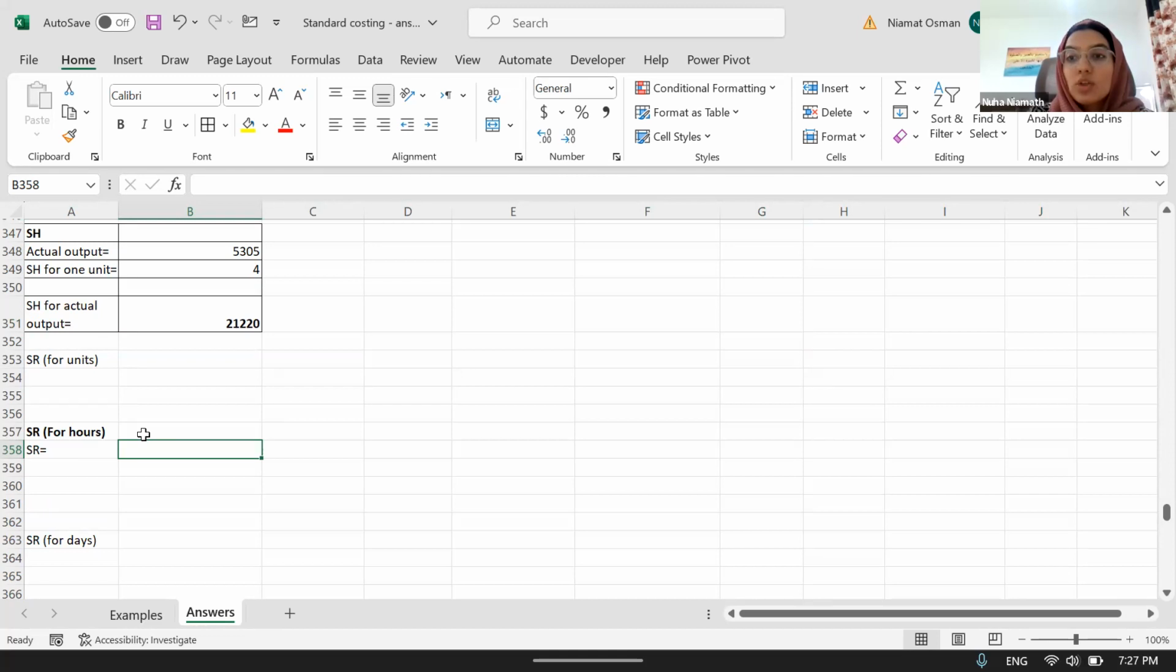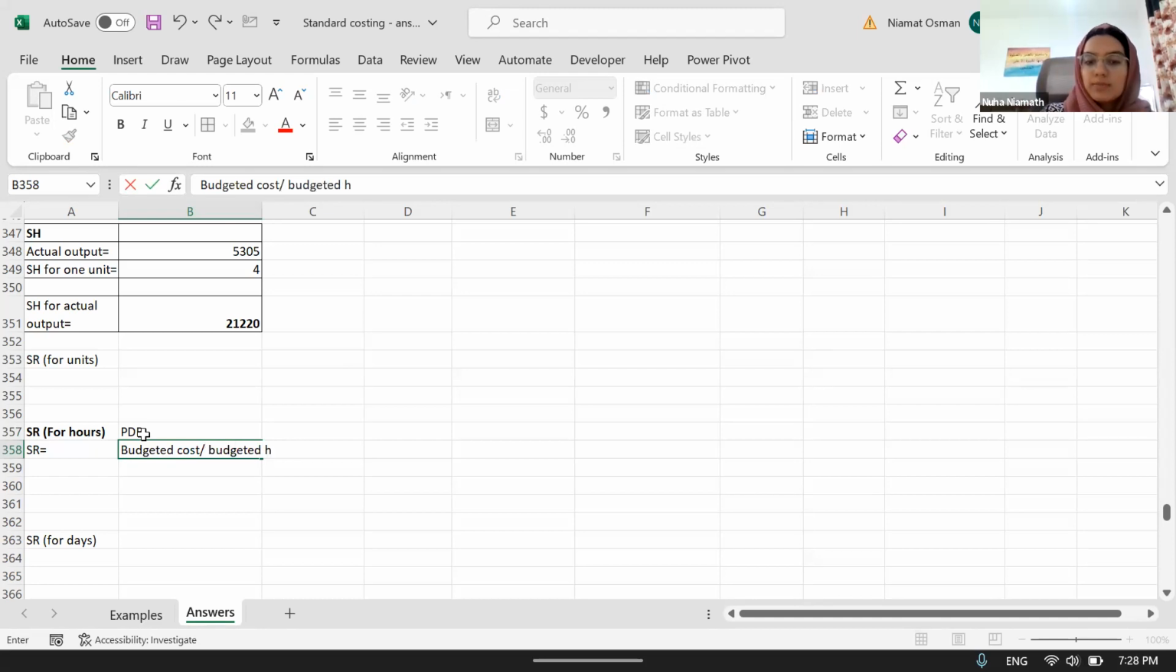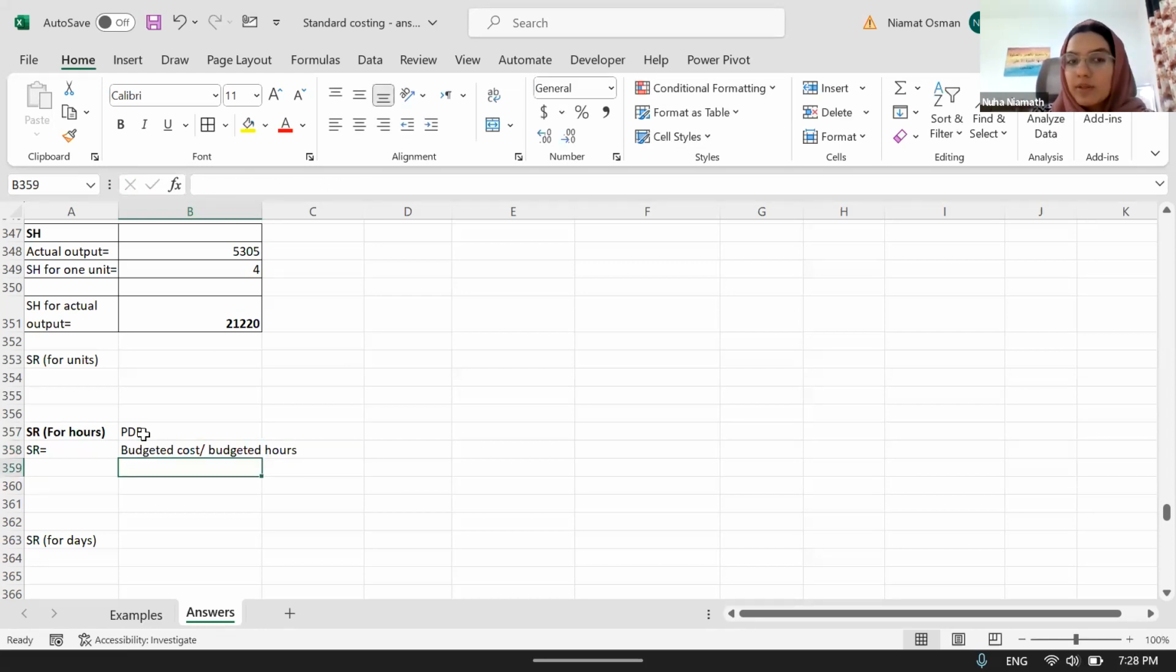Standard rate is what? Your predetermined rate. Remember? Something divided by something. Standard rate is your predetermined BC divided by BH. Perfect, Neetu. Budgeted cost divided by budgeted hours. Here, everybody? Yes, correct, Mashuk. Now tell me the amount. What is my budgeted cost? Already given in the question.